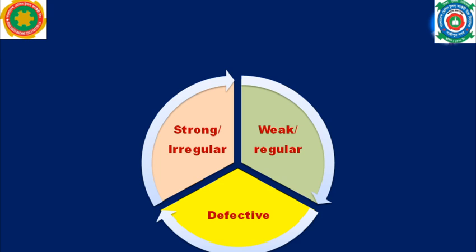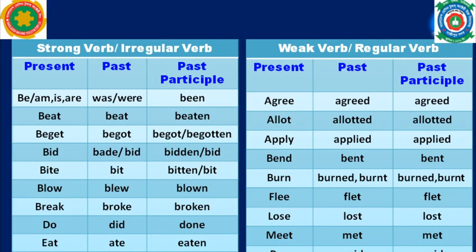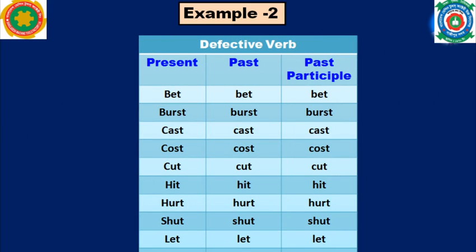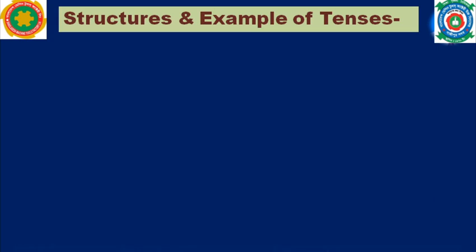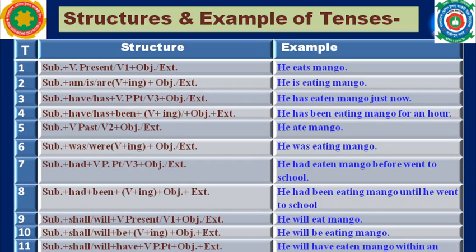So here we explain something. You have to memorize this, right? Strong verbs, irregular verbs, change in each part. And in case of regular verbs, just ed will be added at the end of the word. Agreed, right? In case of defective verbs, no change will occur: bet, bet, burst, burst, right? You have to memorize it, otherwise you will not be able to learn tense, to comprehend tense, right?